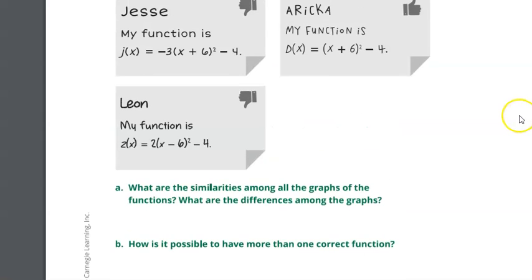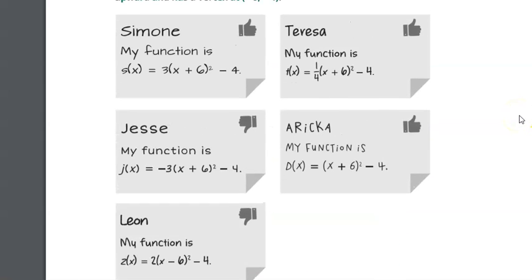I'm not going to tell you these answers, but I will point out some features you may not have noticed. Simone, Teresa, Jesse, and Erica all have an x plus 6 in the parentheses. Simone, Teresa, Erica, and Leon all have a positive number in front of the parentheses. And notice that every one of these has a -4 at the end. So using those things, you can compare and contrast these graphs by typing them in Desmos and then answer the questions that follow.